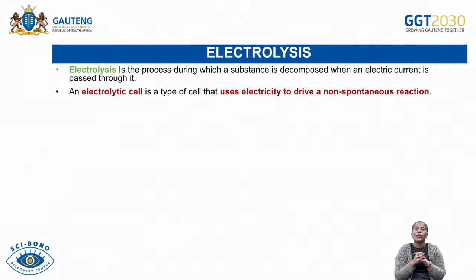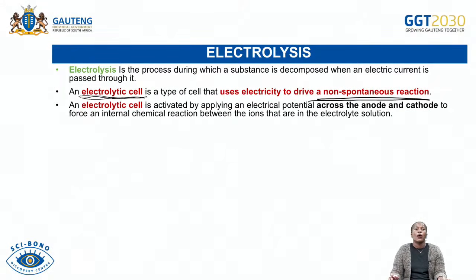But for electrolysis to happen, it has to happen in what we call an electrolytic cell. What is an electrolytic cell? It is an electrochemical cell that is responsible for the change of electrical energy to chemical energy. It uses electricity to drive a non-spontaneous reaction. It cannot just happen on its own because it needs that power supply. We need that electrical energy for the whole reaction to take place.